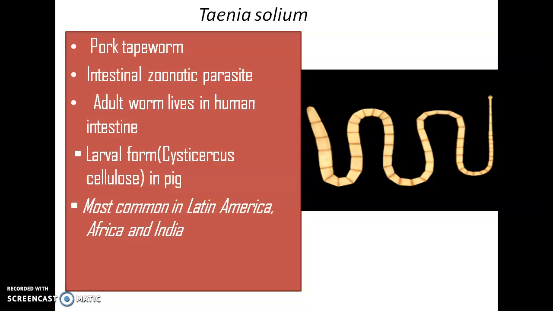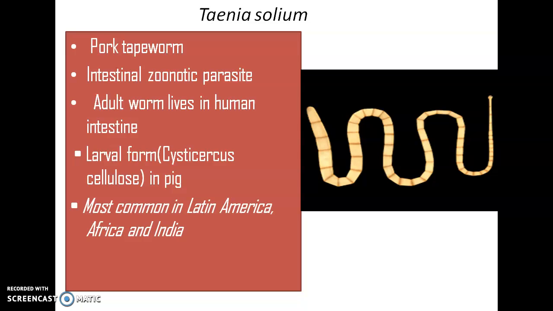organism. As it is an animal species, it is called a zoonotic microorganism. Its adult form lives in the intestine, while the larval form is found in pig.